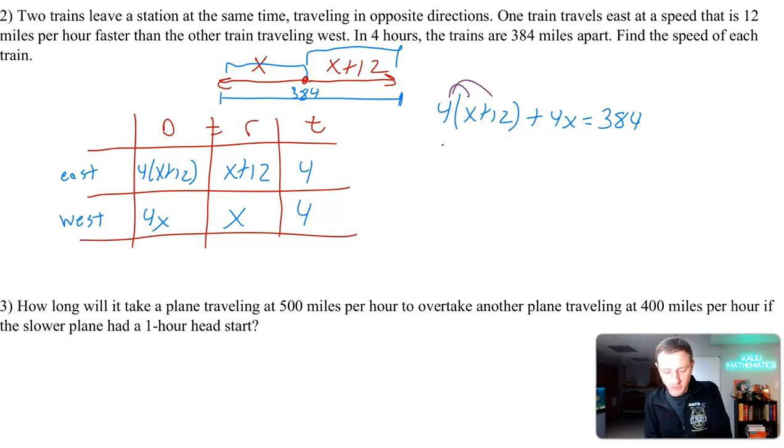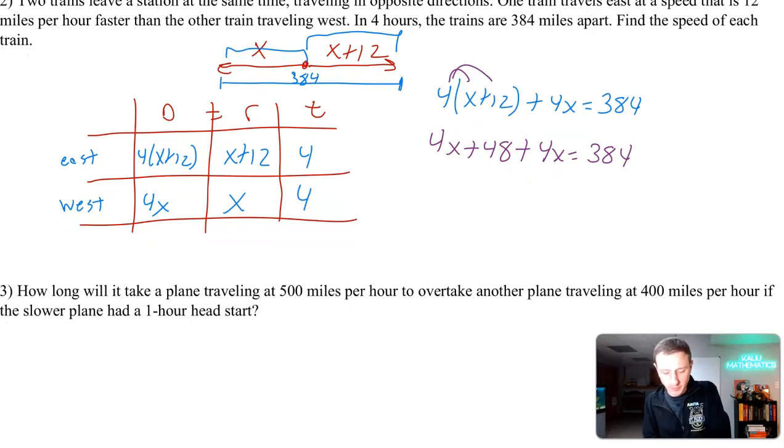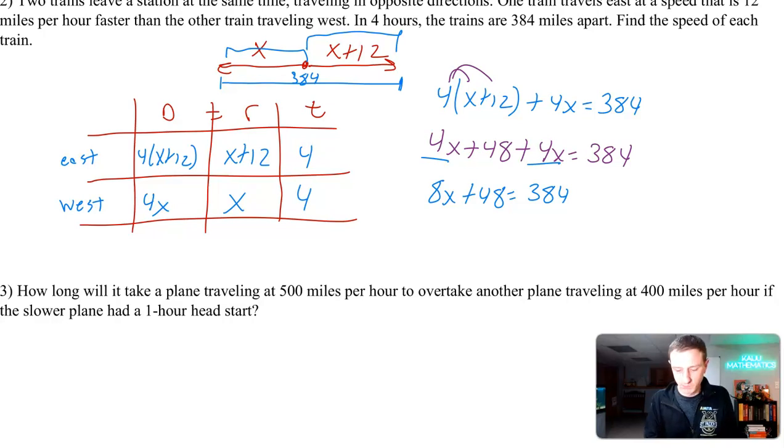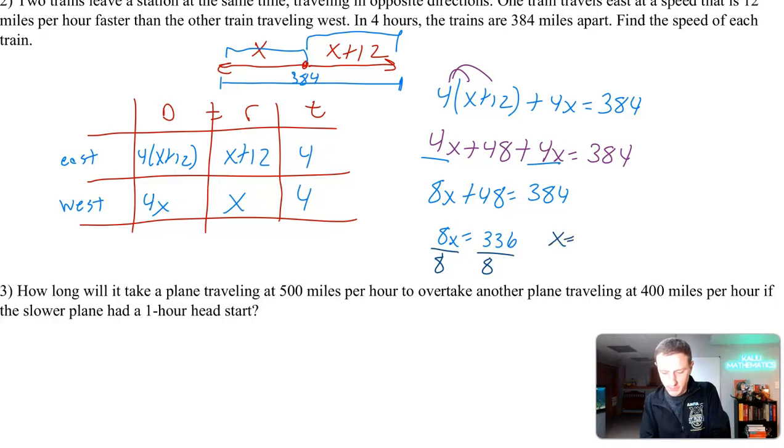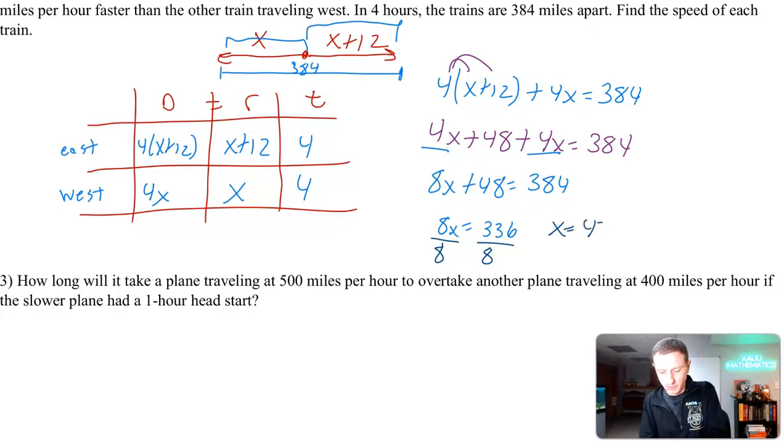Now it's an equation solving exercise. So 4 times x is 4x. 4 times 12 is 48. Plus 4x equals 384. Go through the solving steps a little bit quick. 4x plus 4x is 8x, plus 48 equals 384. 384 minus 48 gives us 8x equals 336. Divided by 8, x equals 42.